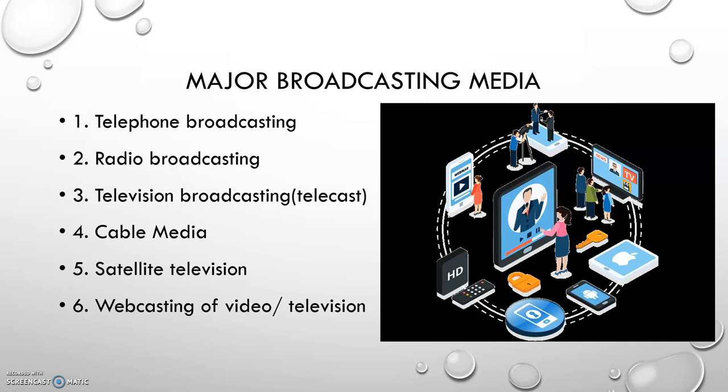Now let's look into the major broadcasting media. The first one is telephone broadcasting. It existed between 1881 and 1932 and it is considered the earliest form of electronic broadcasting. The second one is radio broadcasting. It started experimentally in 1906 and commercially in 1920.